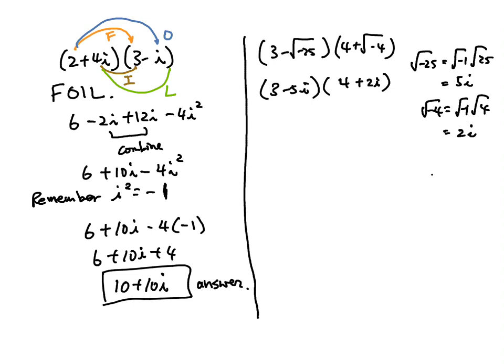And from here, we're going to finish by FOILing. Alright, here we go. First, 3 times 4 is 12. Outside, 3 times 2i is 6i. Inside, negative 5i times 4 is a minus 20i. And last, you have a minus 10i squared.